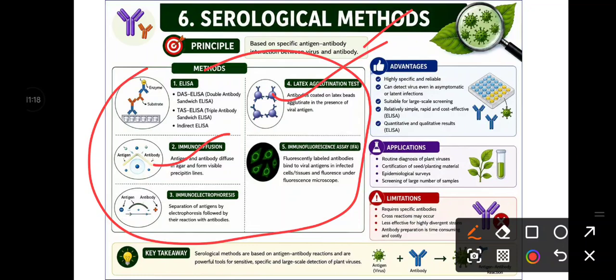Modern serological methods include ELISA. ELISA can be of four types: direct ELISA, indirect ELISA, DAS ELISA or double antibody sandwich ELISA, and competitive ELISA. Four types of ELISA are there. Another advanced serological method is LFA, lateral flow assay, a chip based method. So this is about the serological methods. These are highly advantageous because of their high specificity and high sensitivity. Therefore, for virus detection, mostly serological methods are used.